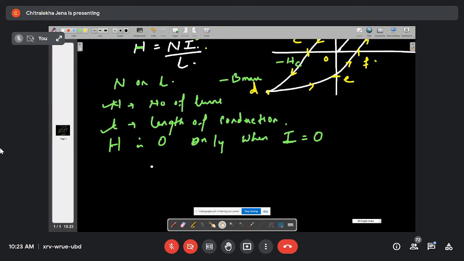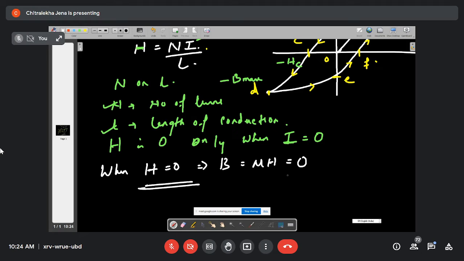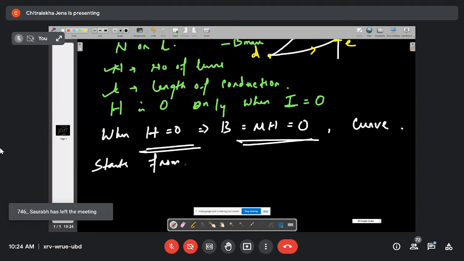So first point is, when H is equal to 0, it implies B, which is equal to mu into H, is equal to 0 also. So H is equal to 0, B is equal to 0. So the curve starts from what? Curve will start from origin. Origin. Very good. Curve starts from origin. First point is clear?